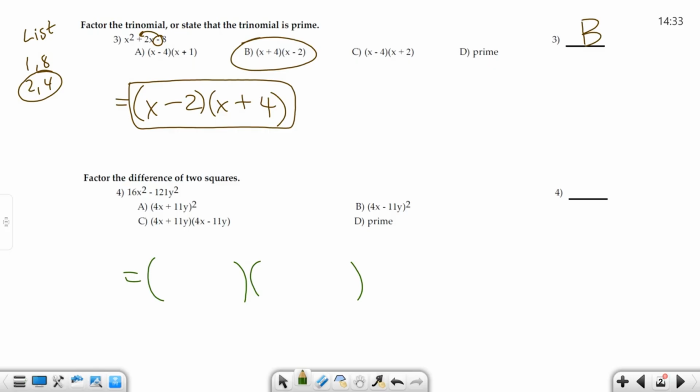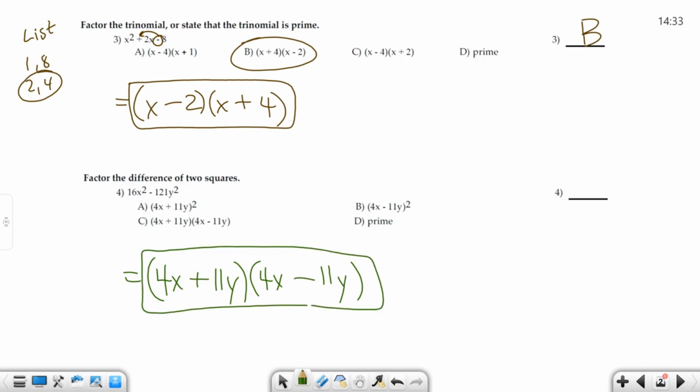So 4 times 4 is 16, right? X. So the first part of each parenthesis is going to be 4x. What's going to be the last part of it? Well, how do you get 121y squared? Well, 121 is 11, and then you also need the y on it, right? And then how do you do the difference of squares? One's positive and the other is negative. So 4x plus 11y, 4x minus 11y, which on this one, if we look at it, is actually C.